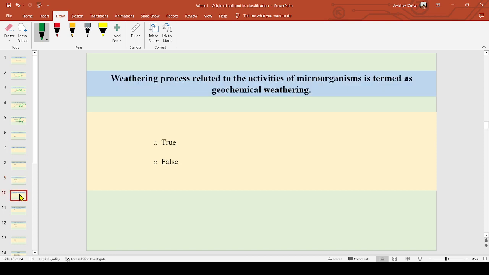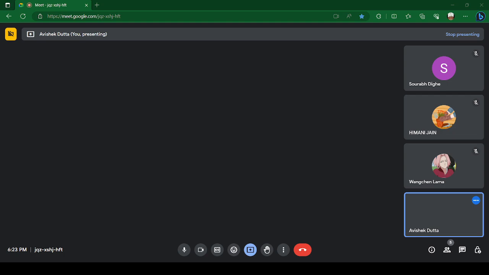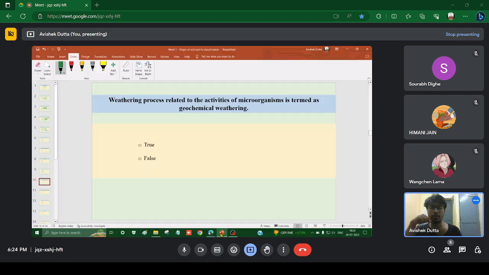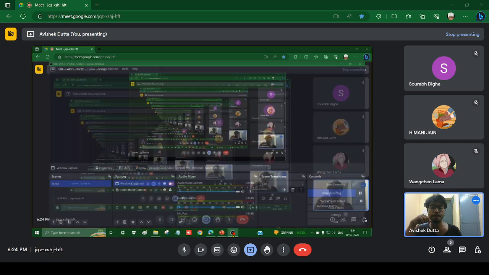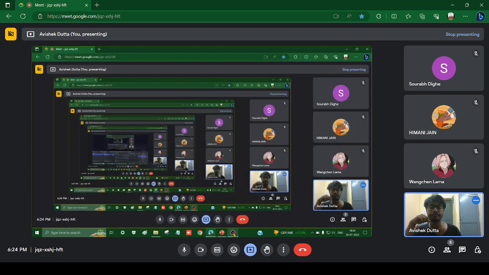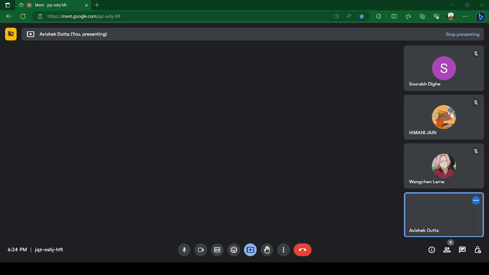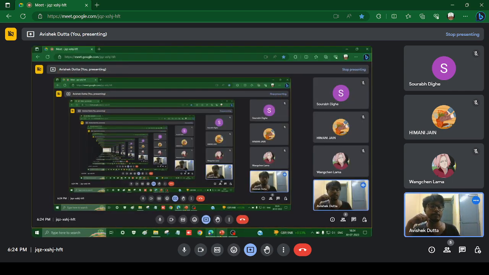Next question. Another true false question. It's very easy. Weathering process related to the activities of microorganisms is termed as geochemical weathering. Is it geochemical weathering? Anyone? Any answer? Weathering by microorganisms. Is it called geochemical weathering? Very easy.